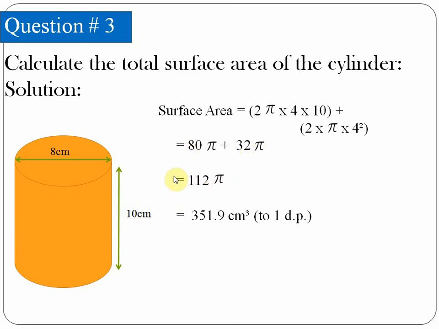At this step, this answer is also correct. When you calculate with the value of pi, it becomes 351.9 centimeter square, and when we round off it becomes 352 centimeter square. There is a typing mistake, it should be centimeter square. So 352 centimeter square is the total surface area of the cylinder. This is a solid cylinder closed from the upper and the lower end, so both ends of the cylinder are closed. These are the classwork questions.